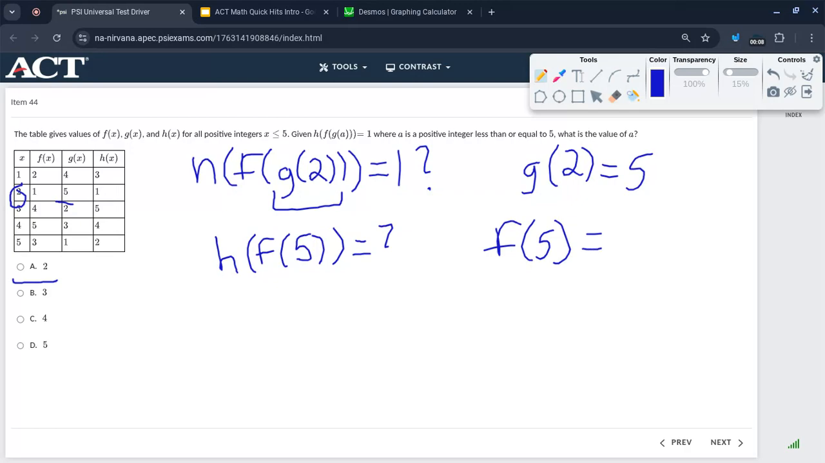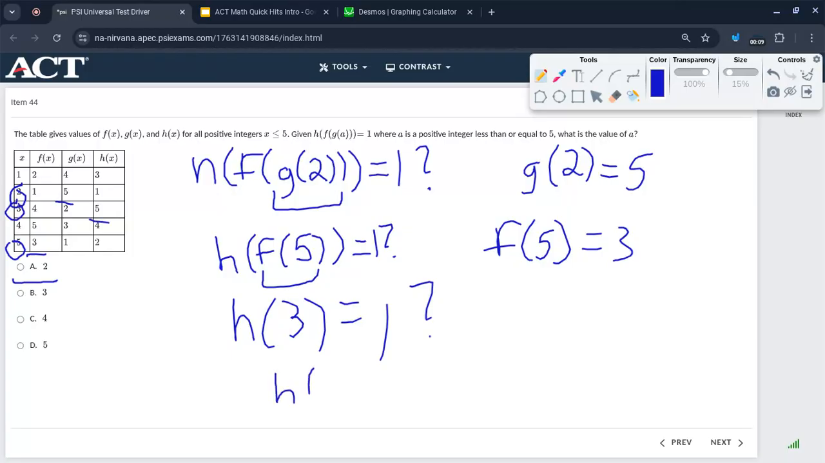So again, my input now is 5, and here's my f function, which gives me an output of 3. So I can replace this piece here with 3. So h of 3 equals, does it equal 1? That's the question we're asking. All right, so h of 3: there's my input of 3, and I go to my h piece, and it gives me an output of 5. So h of 3 gives us 5, which is not what we want. We wanted 1. So it can't be that first choice. And so that's what we're actually doing here.